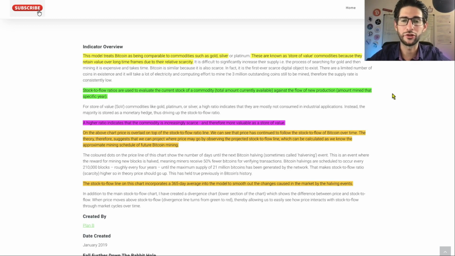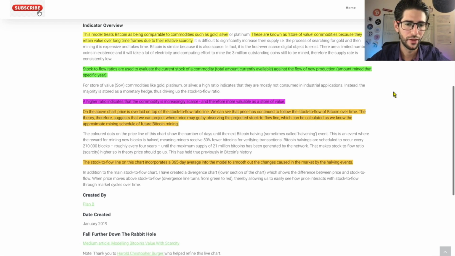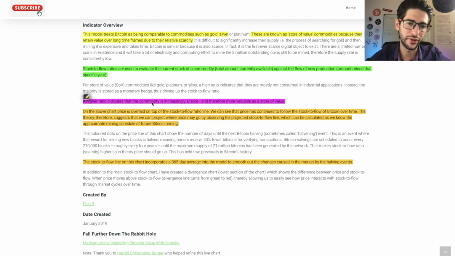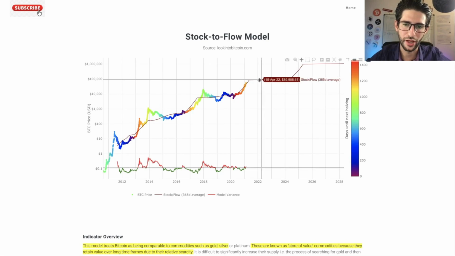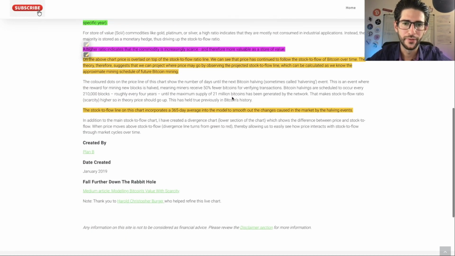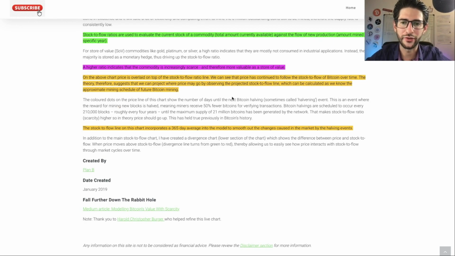And because Bitcoin is also mined, like gold and silver, that's why this model was created in 2019. Because the comparison is correct also. A higher ratio indicates that the commodity is increasingly scarce and therefore more valuable as a store of value. On the above chart, price is overlaid on top of the stock to flow ratio line. That will be this line over the chart. We can see that the price has continued to follow the stock to flow of Bitcoin over time.